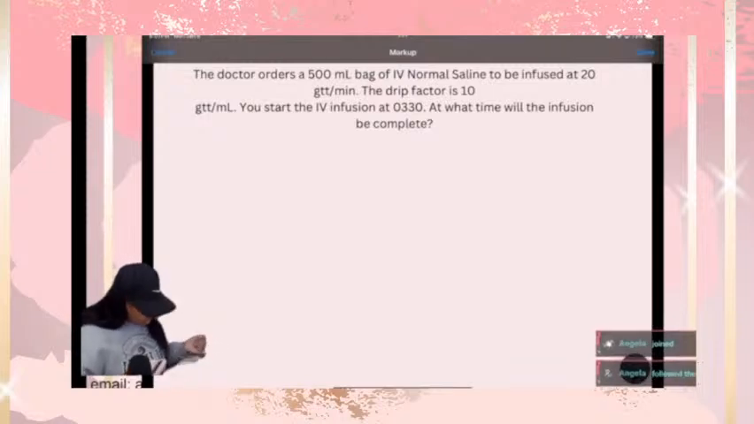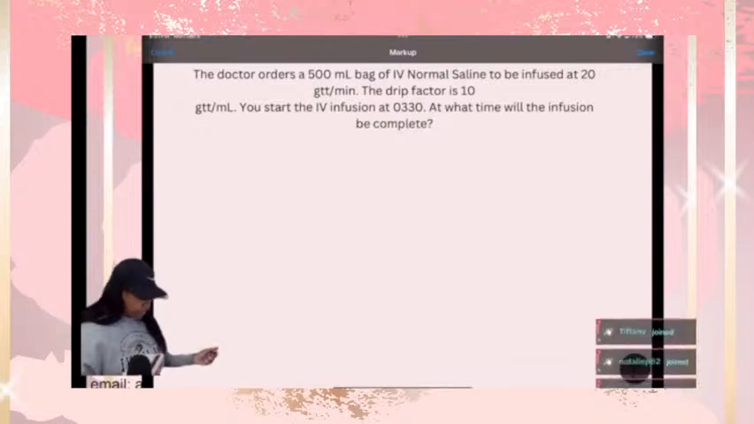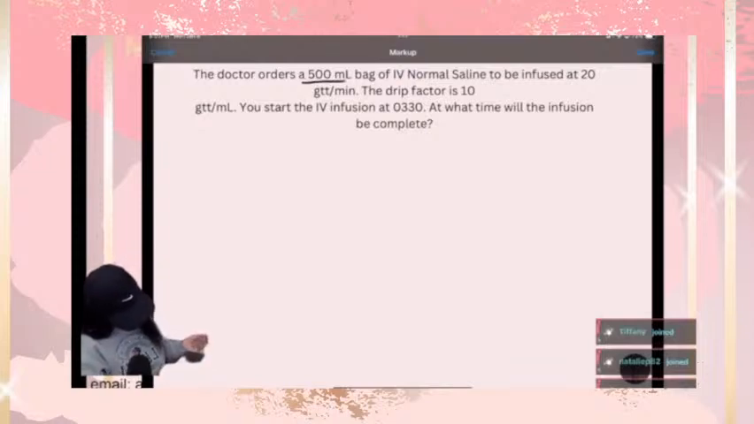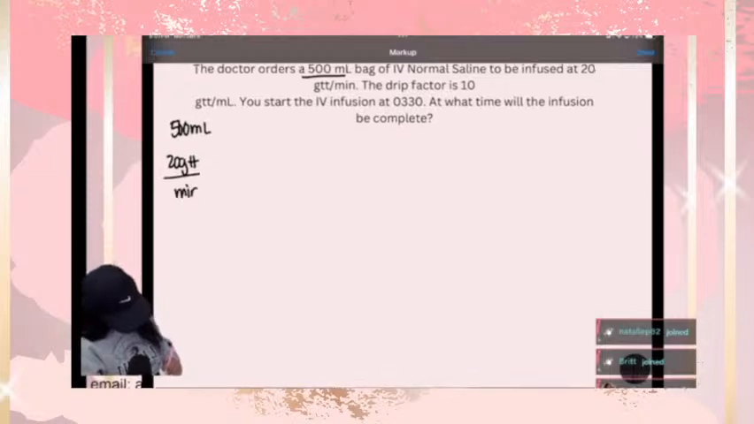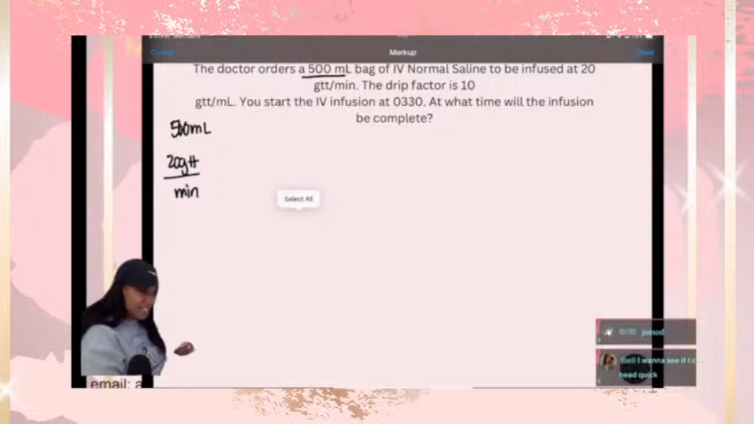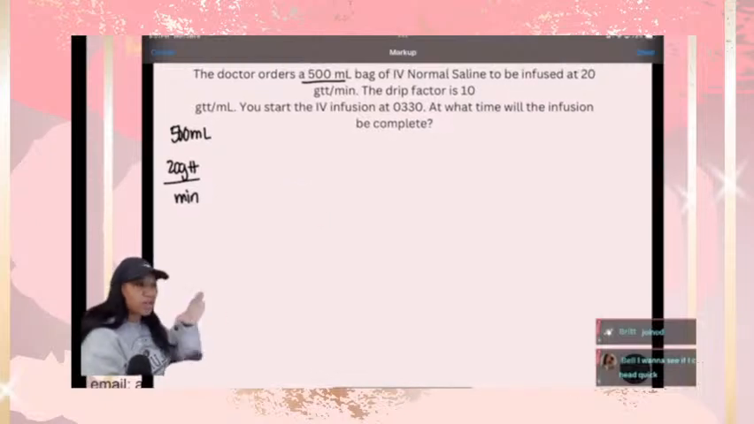All right. So the order is 500 mLs of IV normal saline to be infused at 20 drops per minute. Drop factor is 10 drops per mL. You'll start the IV at 3:30. What time will the infusion be complete? Okay, so that's how much we've got to infuse, and we'll write our factors on the side. Does it help for y'all to write them out to the side like that, instead of just looking at it in the problem trying to pull the information out?